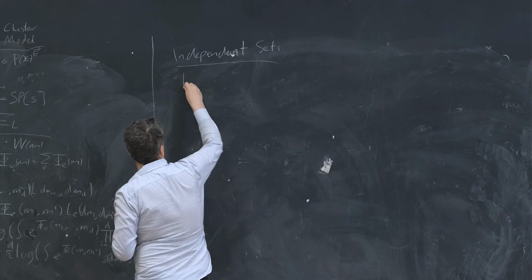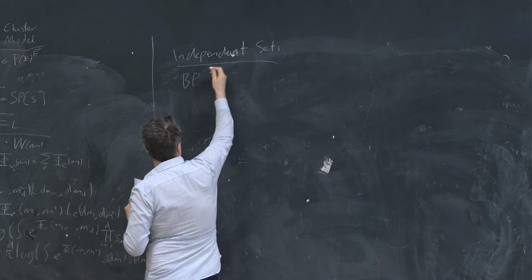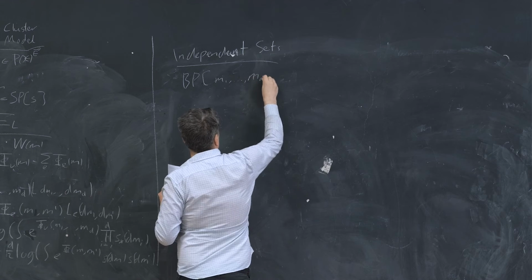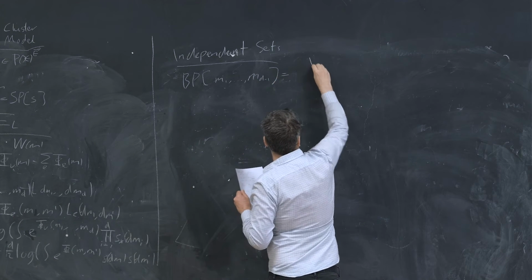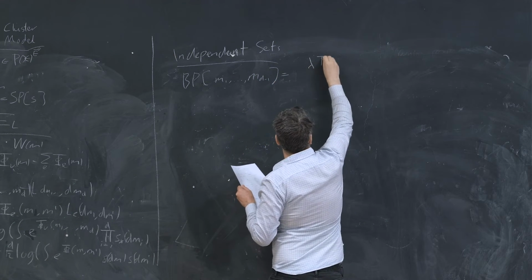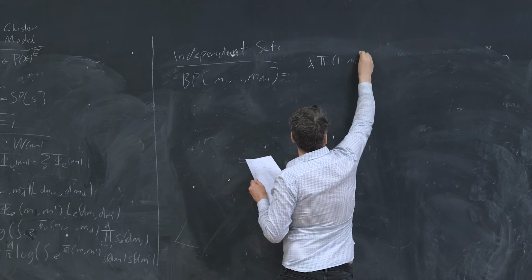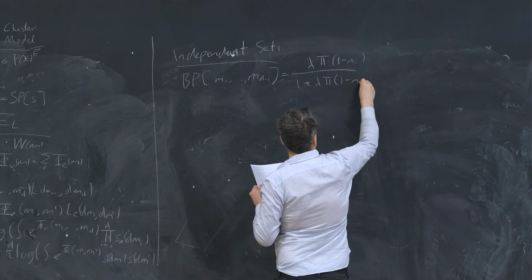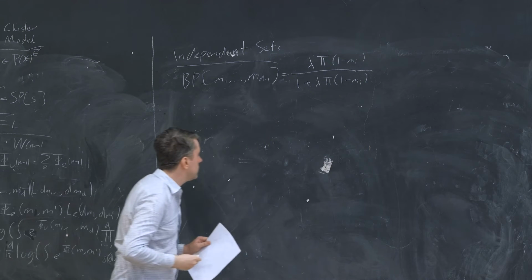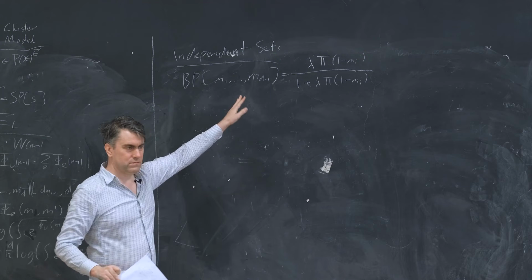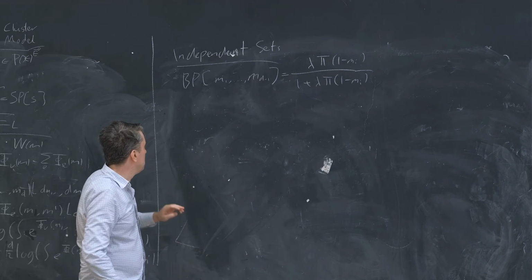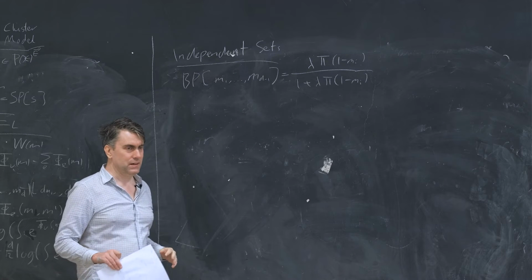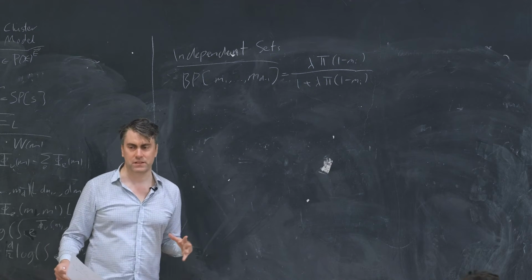So if we were looking at the hardcore model, the BP messages would be something like this. And you'll notice that any fixed point of this will be neither 0 nor 1. So we don't have the same sort of rigidity.